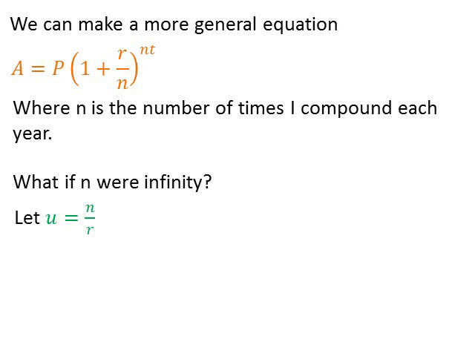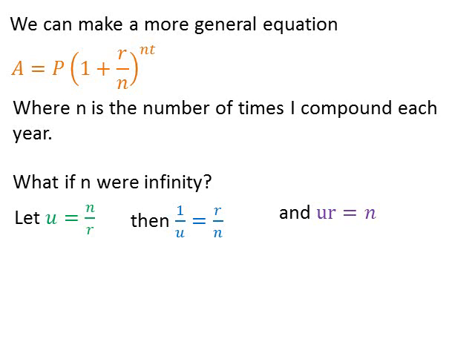So I'm going to describe this letter U, and U is going to equal N over R. I can't explain why I'm doing that. It's just going to work. So if U is N over R, then if I do 1 over U, the reciprocal of that, 1 over U is going to be R over N. And if I cross multiply U equals N over R, I'm going to get U times R equals N.